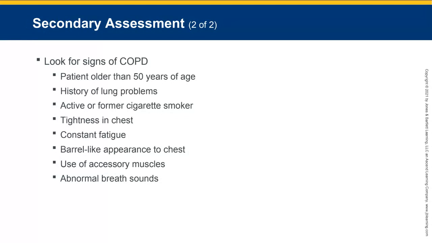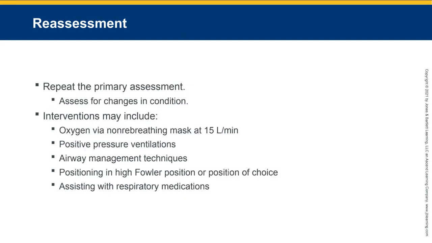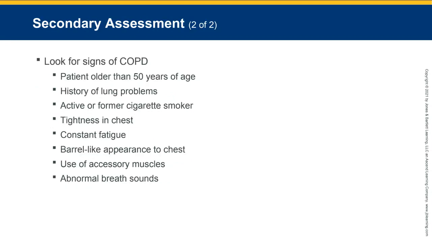Look for signs of COPD. Patient older than 50 years of age, history of lung problems, active or former cigarette smoker, tightness in the chest, constant fatigue, barrel-like appearance to the chest, use of accessory muscles, abnormal breath sounds. After your secondary assessment phase, the next phase is your reassessment.